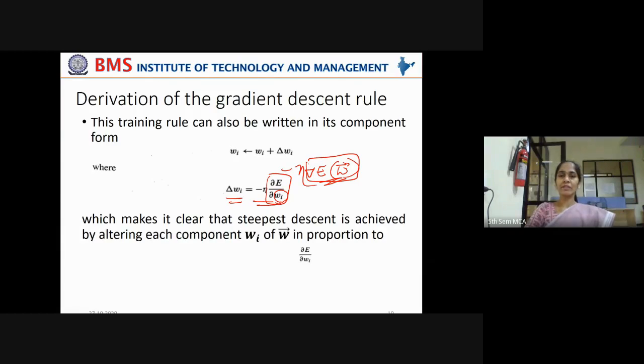That is why it is given as the partial derivative, which makes it clear that steepest descent is achieved by altering each component Wi of W bar in proportion to dou E by dou Wi. In proportion to means what? If this weight has the highest impact on the error, reduce that. If that weight has the lowest impact on the error, increase that. Like that, weight adjustments have to be done.